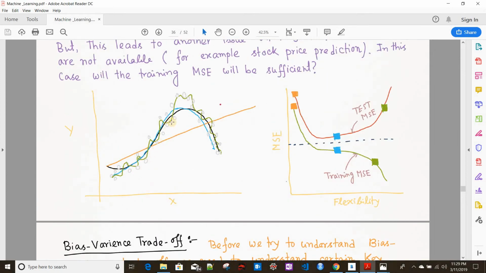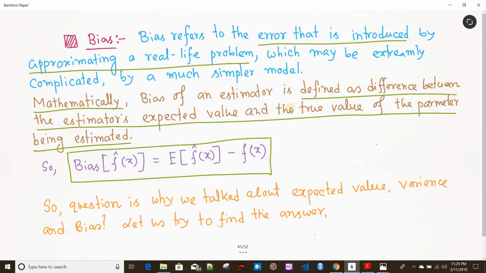Over here the actual function was non-linear in nature, right? But when we implemented the linear regression, we assumed that a linear relationship exists between the variable we are predicting and the features, right? So this particular assumption itself causes an error, and that is called the bias. So bias actually refers to the error that is introduced by approximating a real life problem.